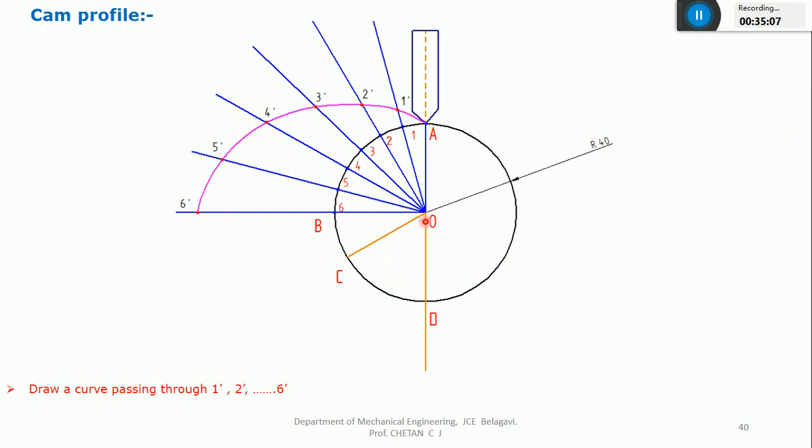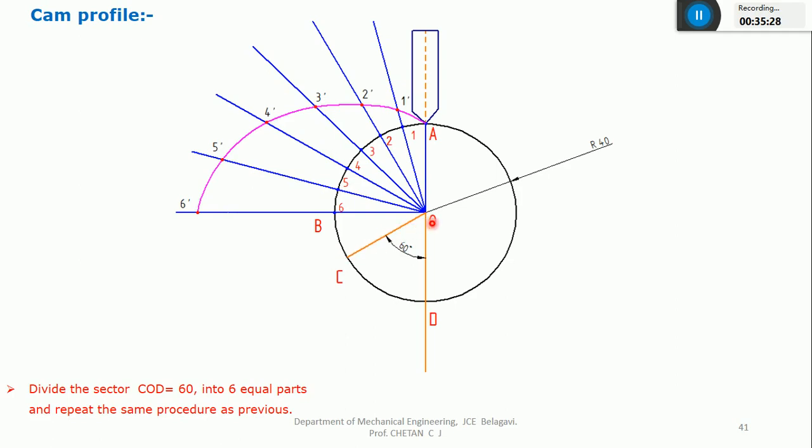And similarly, I'll skip this first dwell angle. I'll go to the return stroke angle, that is the COD, which is nothing but 60. Again, using the protractor, I'll divide this angle COD into 6 equal parts. 6 equal parts means 60 by 6. It means 10 degrees.